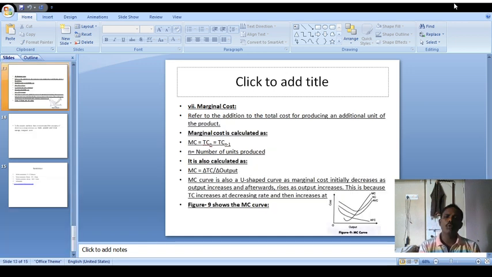Marginal cost. Marginal cost refers to the addition to the total cost for producing an additional unit of production. It is calculated as MC is equal to TCn minus TCn minus 1, where n is the number of units. It is also calculated as MC is equal to delta TC by delta output. Here the figure shows the MC curve. The MC curve is also a U-shaped curve as marginal cost initially decreases as output increases and afterwards rises as output increases. This is because TC increases at a decreasing rate and then at an increasing rate.